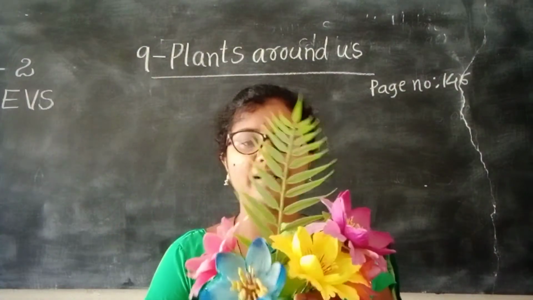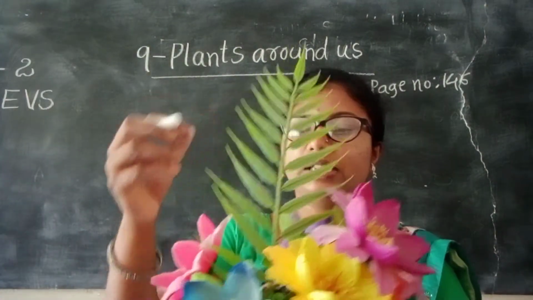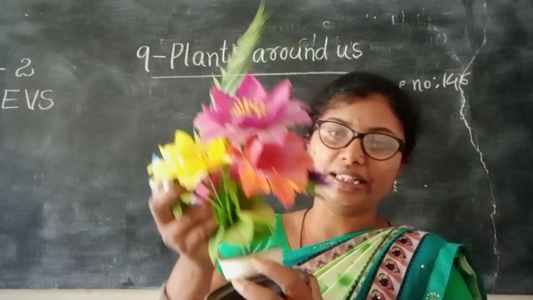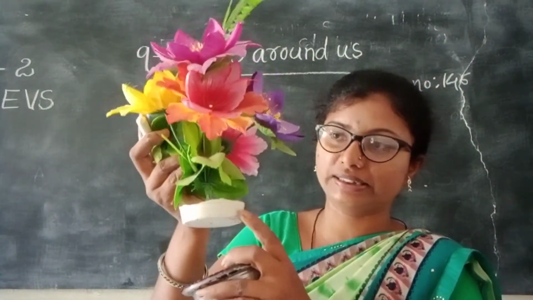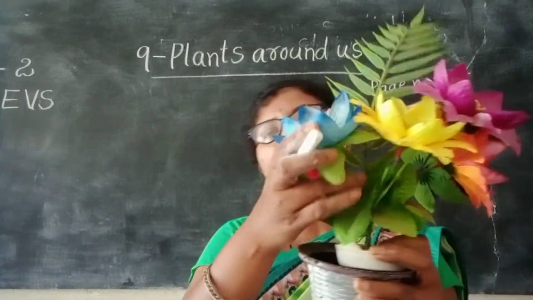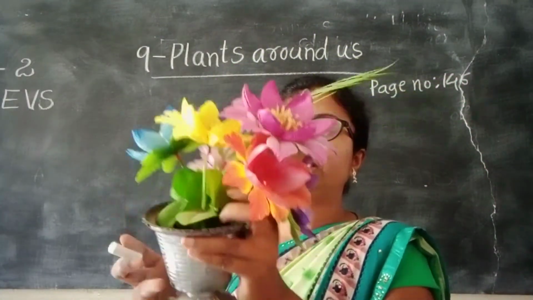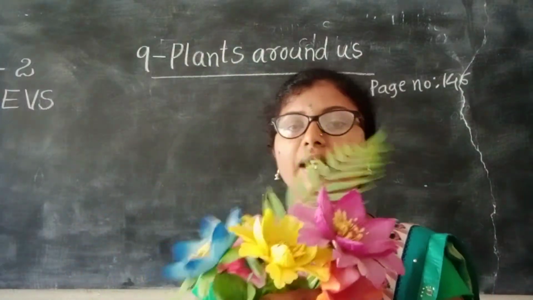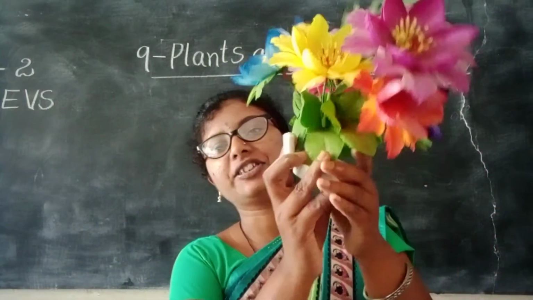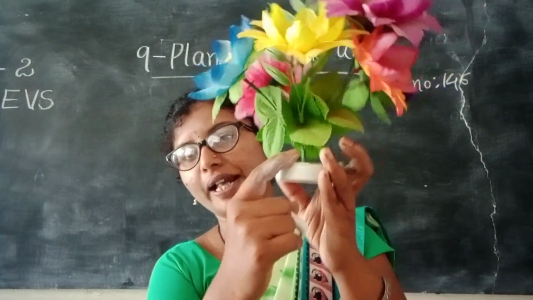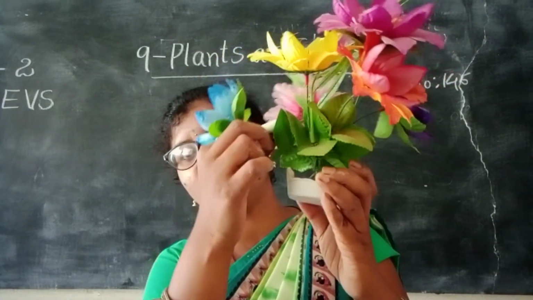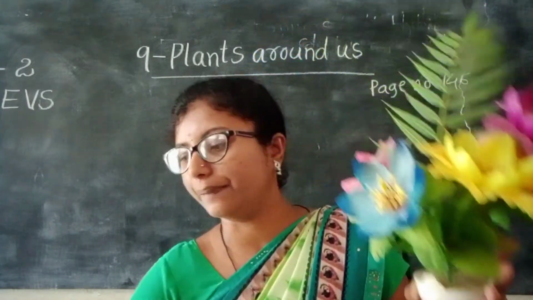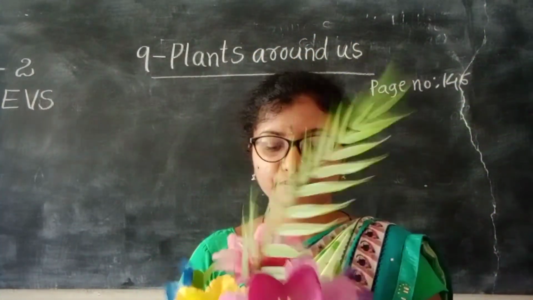It is a decorative plant. These are the leaves. It is a flower. It has a root inside. It is the stem. Which type of plant is it, children? It is a shrub type plant. It has branches near the ground. These all are the branches, near the ground. Is it clear?